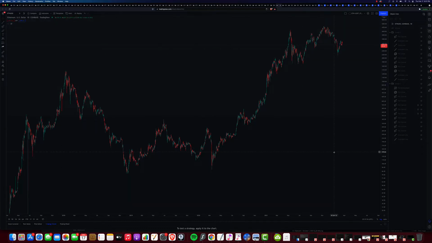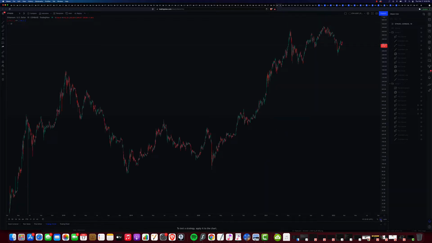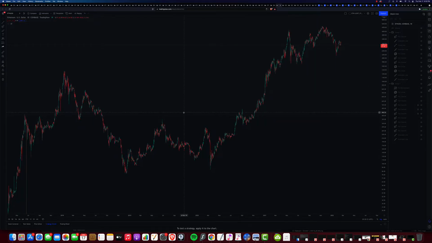Alright, so the first thing you want to do is make sure that your chart is in log. That's down here in the corner. That goes from making your chart look like that to looking like this. And all it's really doing is making the distance between these prices an equal percentage apart. That's what log does. Alright, so first thing we want to do is make our trend lines.